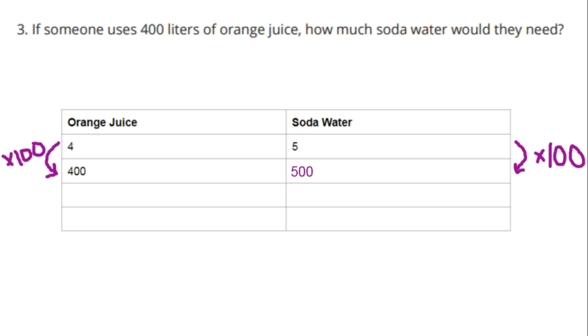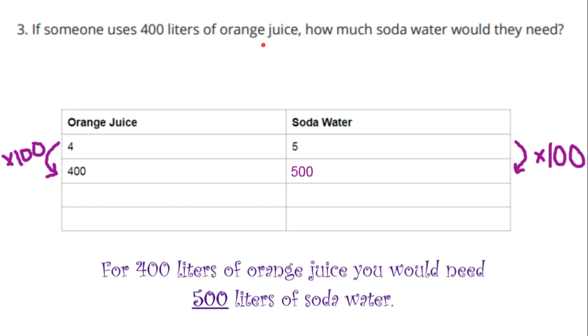So theoretically, they're making 100 batches here. If they need 400 liters of orange juice, how much soda water would they need? For 400 liters of orange juice, they would need 500 liters of soda water. Easy peasy, just multiplying by 100, organizing it into a table rather than drawing a long line.